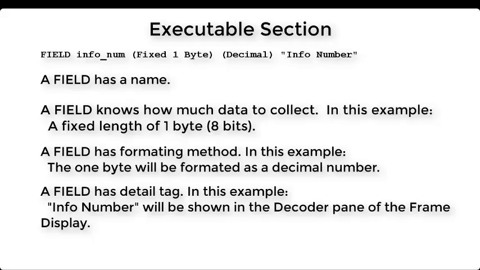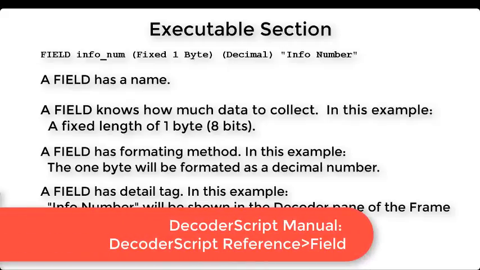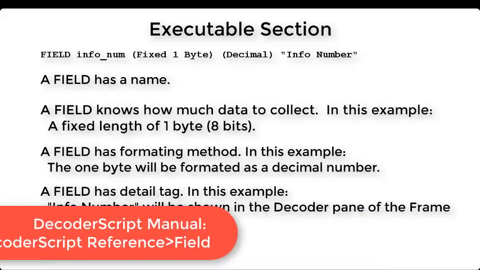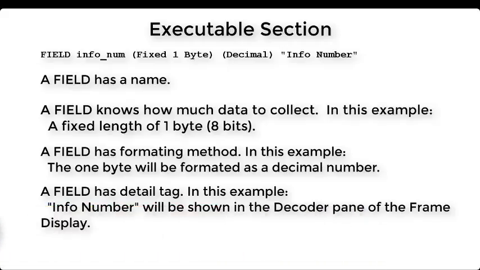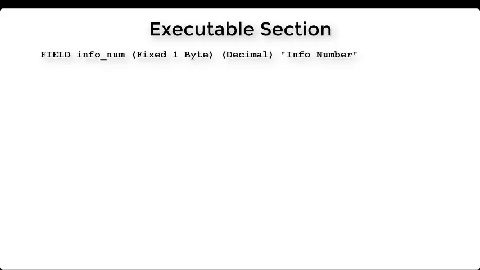After a field statement completes its job, the next statement in the execution section starts doing its job. In other words, the statements are executed in the order that they appear. There are 17 optional components to the field statement. Refer to the Frontline DecoderScript manual for an explanation of these optional components. Finally, the last statement in the executable section and in the decoder is end main path.